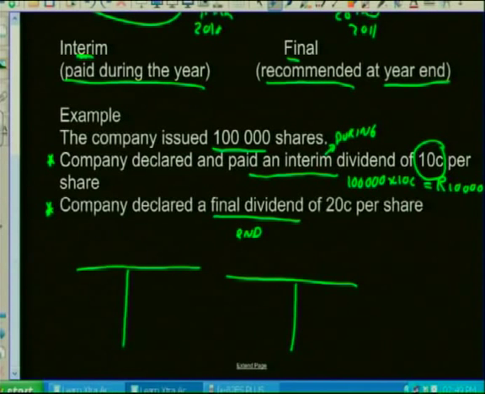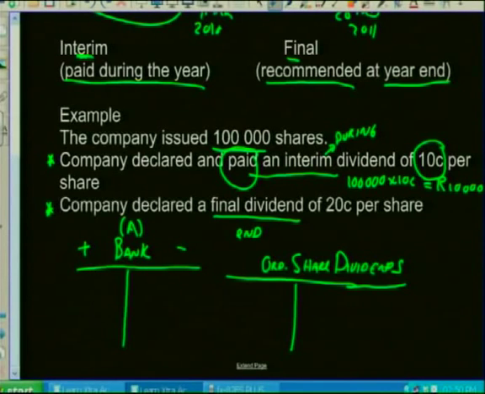Right, that 10,000 Rand, let's look at the two accounts that will be affected. One account, the word paid clearly tells you money is coming out of my bank account. So one account is bank. The second account is, you've got interim dividend, and that's going to affect an expense account called ordinary share dividends. Right, so those are our two accounts that get affected.